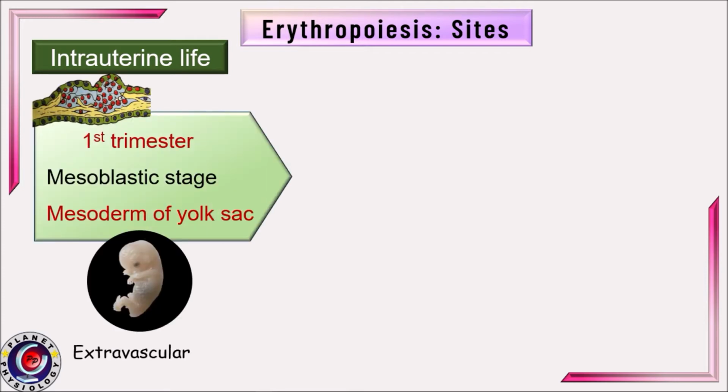Even before the mother is aware of conception, blood formation has already started. During the first trimester of pregnancy, red cells are formed from the mesoderm of the yolk sac, and hence this stage is known as the mesoblastic stage. As blood vessels are not yet formed, this is also called extravascular hemopoiesis.